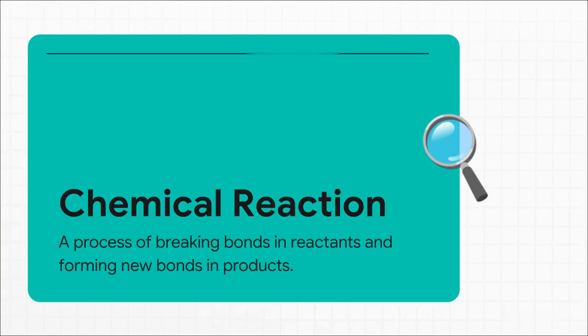All right, here's the official science-y definition. A chemical reaction is a process where the original ingredients, which we call reactants, have their internal connections, their chemical bonds, broken. Then, a whole bunch of new connections are formed, creating totally new things, which we call products.